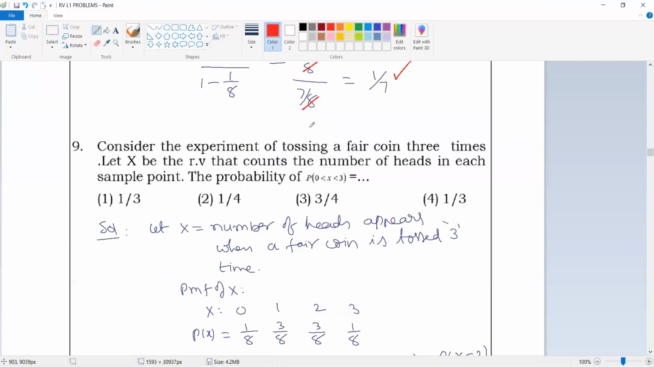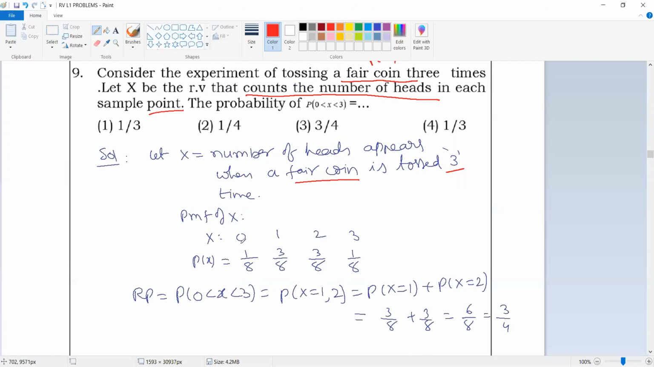Problem 9 is different. Consider the experiment of tossing a fair coin. Fair coin means probability of getting head and probability of getting tail are the same, 1 by 2. The fair coin is tossed 3 times. Let x be a random variable that counts the number of heads in each sample point. Find the probability P of 0 less than x less than 3. What is x here? Number of heads that appear when a fair coin is tossed 3 times. That is a random variable.